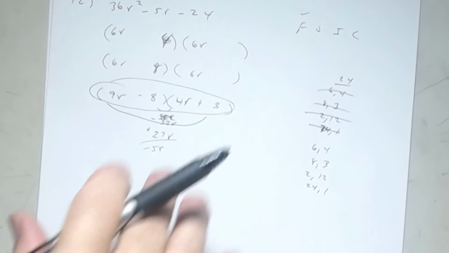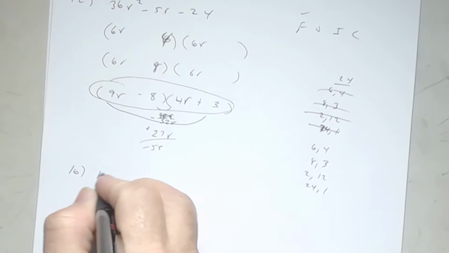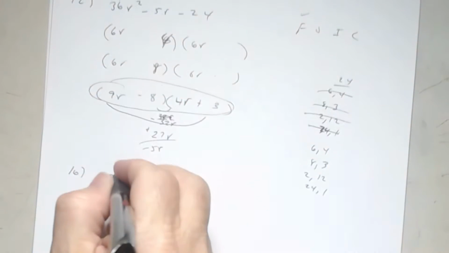Now it's 12. Okay, let's look at 16. You have 12x squared plus 17x plus 5.